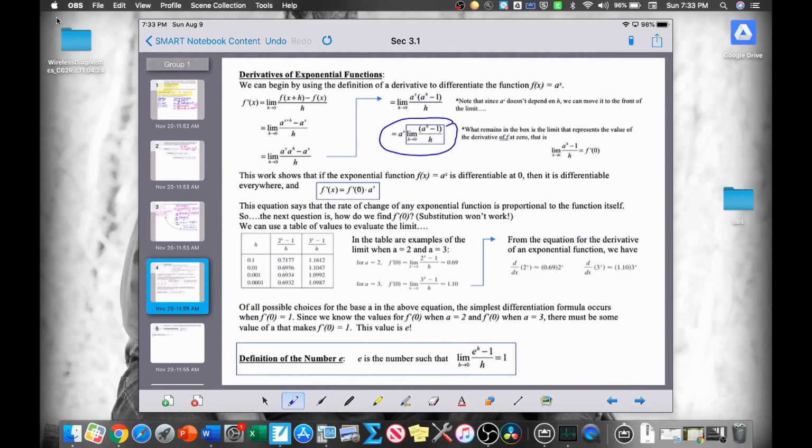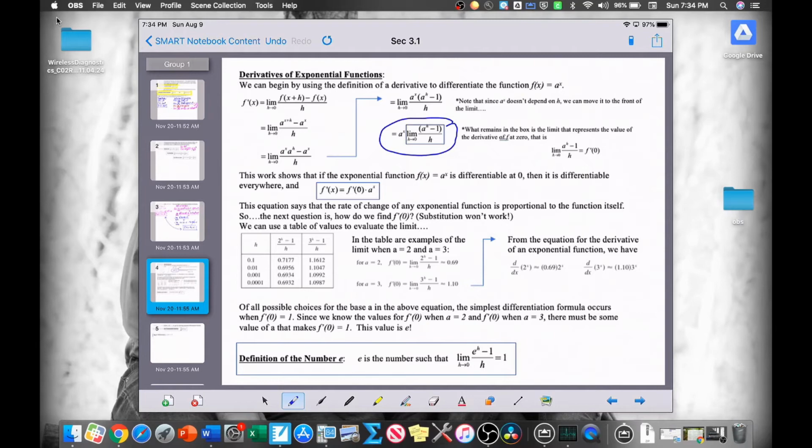This equation says that the rate of change of any exponential function is proportional to the function itself, meaning it has a to the x in it. So then the next question is, how do we figure out what that f prime of 0 part is? Because substitution won't work. We can use a table of values to evaluate this limit.